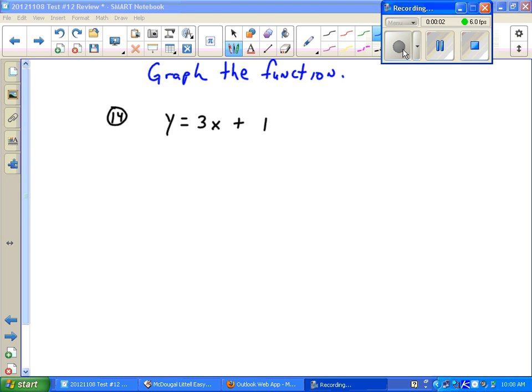This is test number 12, part 2 out of 2 study guides. We're beginning with number 14. You're instructed to graph the function.